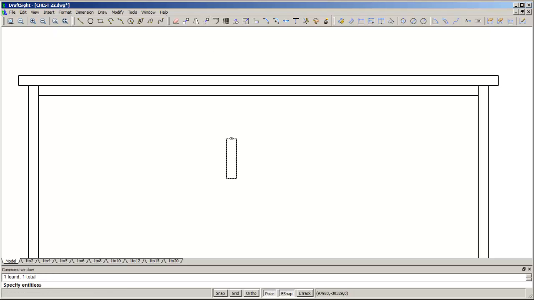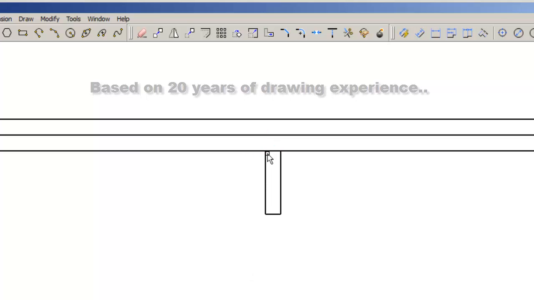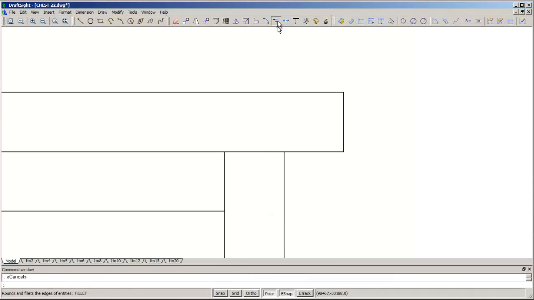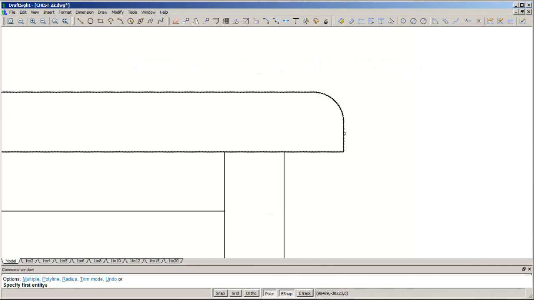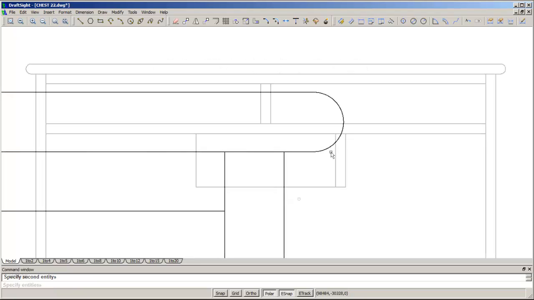As a freelance illustrator over the last 20 years, I've drawn thousands of woodworking plans for magazines in the UK, US and Europe. My course is designed to share that experience with you and show you how to draw plans quickly, easily and accurately.